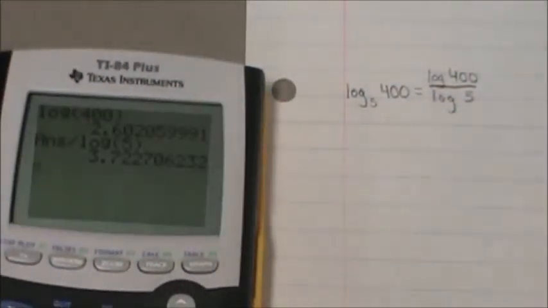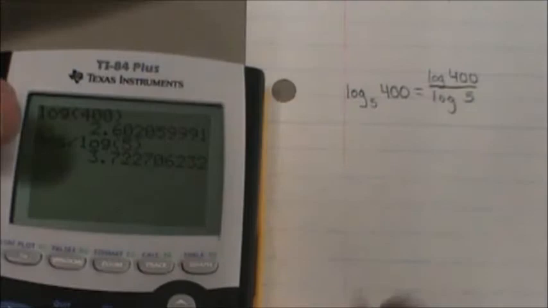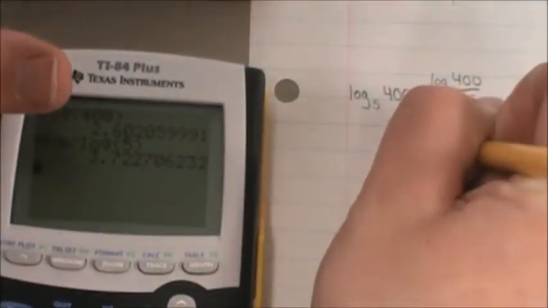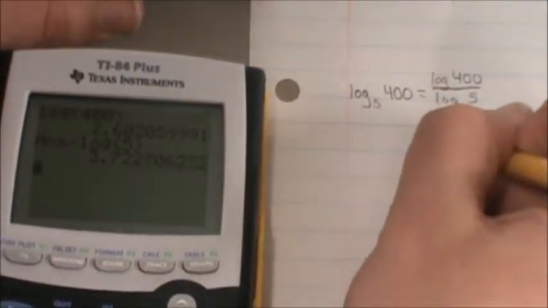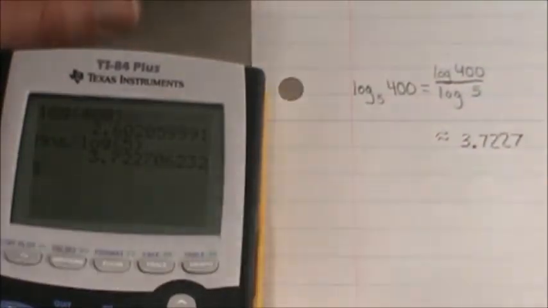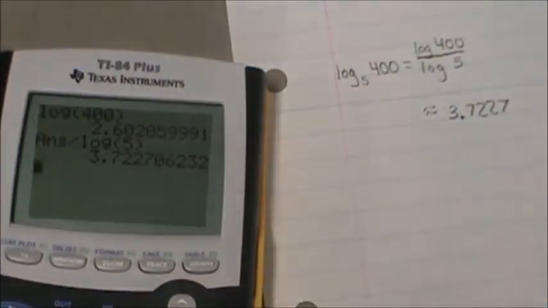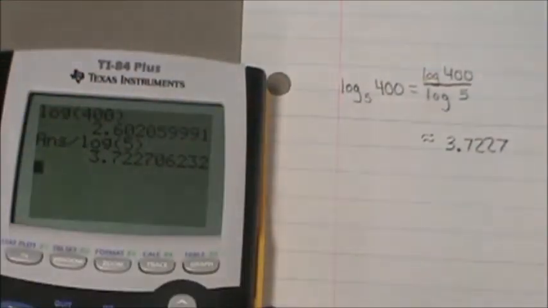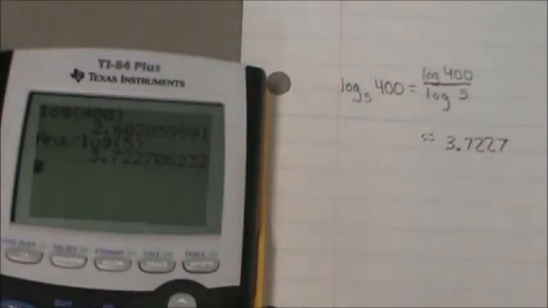And I said we were rounding to 4 decimal places, so in this case that would just be approximately 3.727, just like that. So that's how you would evaluate these logarithms, by using change of base and a nice TI-84 graphing calculator.